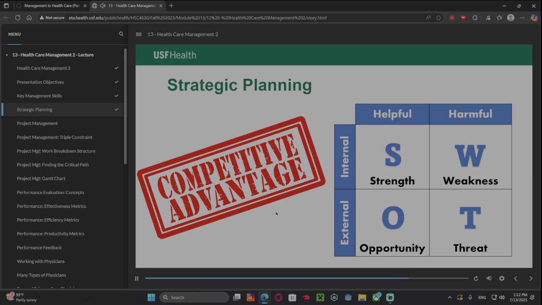When looking at the external organization, helpful things are called opportunities, and those that are harmful are threats. A good health services manager will be able to identify the strengths, weaknesses, opportunities, and threats to develop a strong strategic plan.